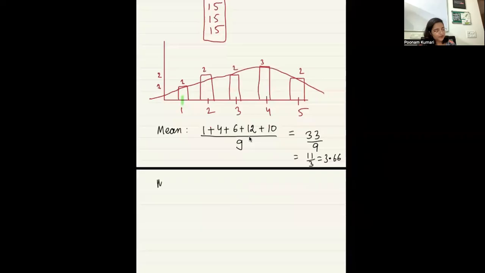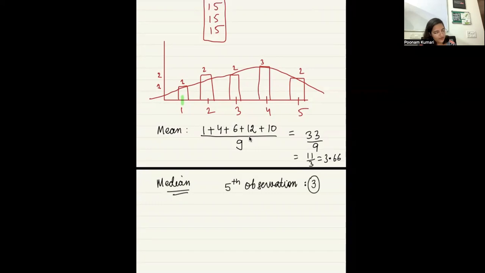And what is the median? Which observation will be the median? Fifth observation. Because there are 9 observations, 9 plus 1 divided by 2. Fifth observation will be my median. So what is the fifth observation here? Oh, ma'am, 3. Okay, the fifth observation that we have here is 3, right? Yeah, fifth observation is 3.